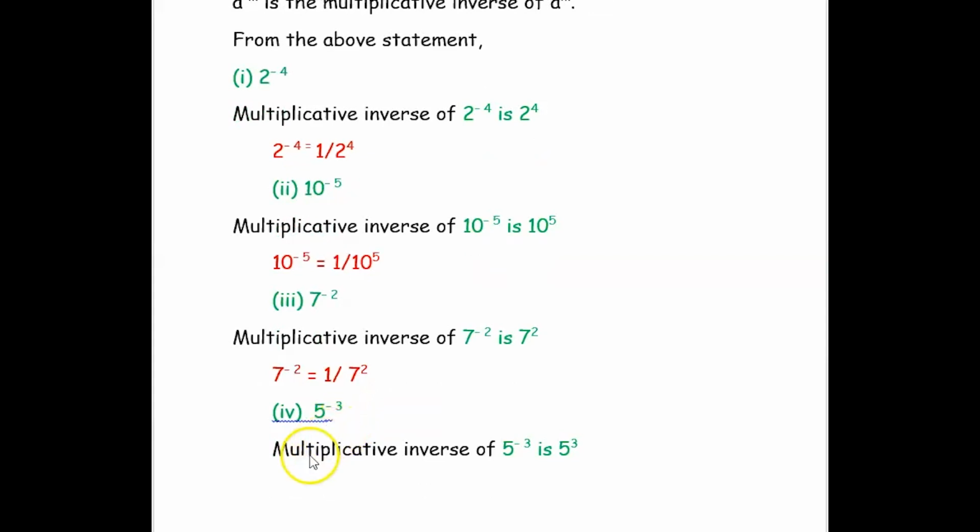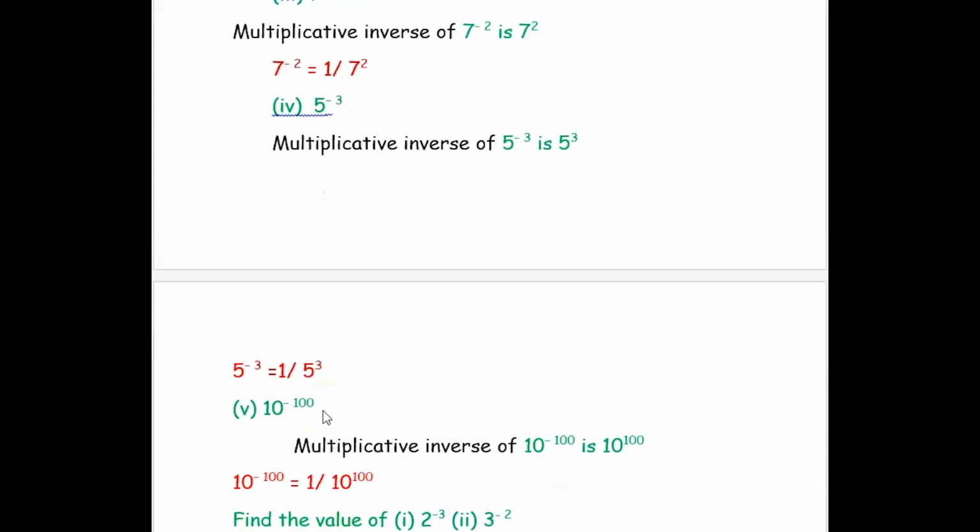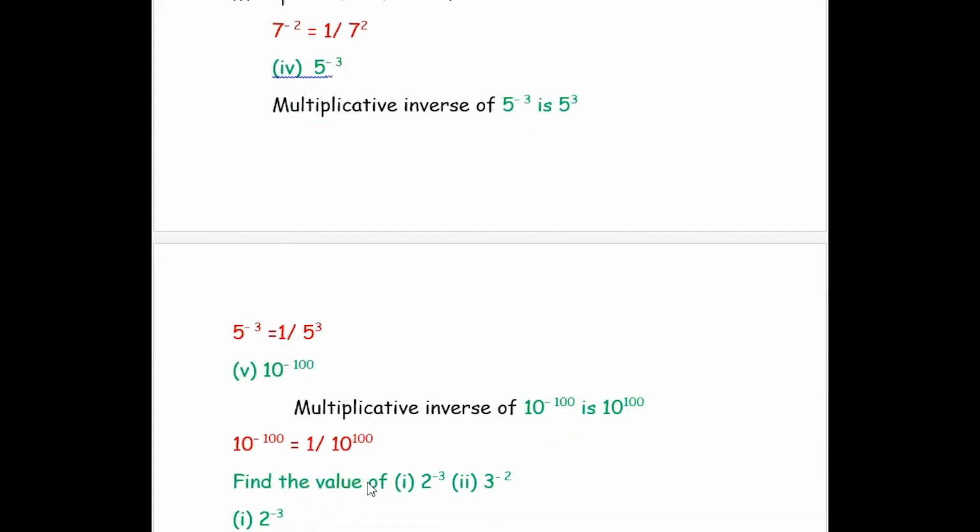So next question is 5 raised to the power of negative 3. The multiplicative inverse of 5 raised to the power negative 3 is 5 raised to the power positive 3. And we can write 5 raised to the power of negative 3 is equal to 1 divided by 5 raised to the power of positive 3. Next one is 10 raised to the power negative 100. Its multiplicative inverse is 10 raised to the power positive 100, and we can express 10 raised to the power negative 100 as 1 divided by 10 raised to the power of positive 100.